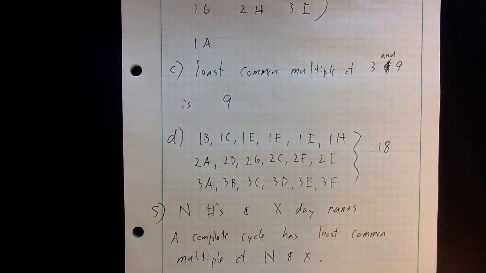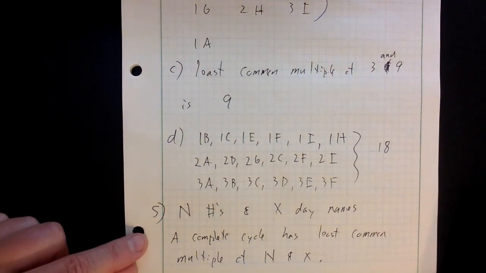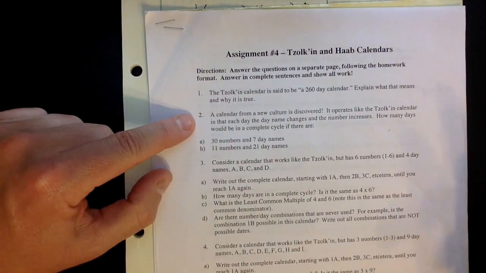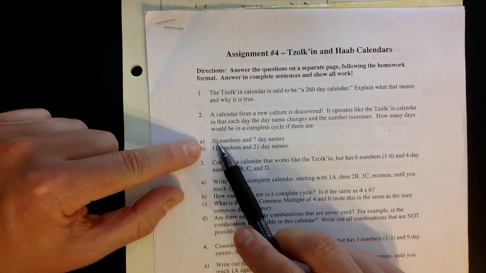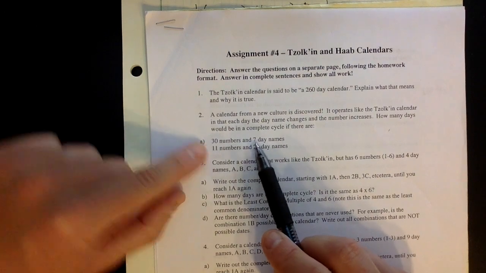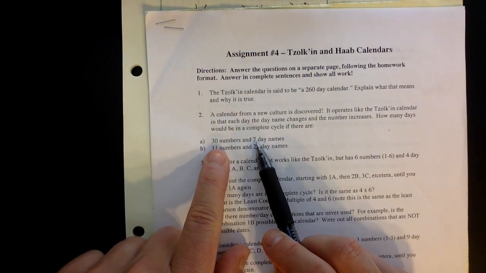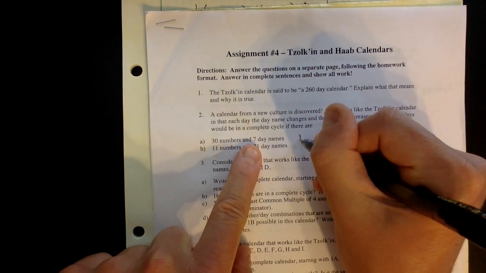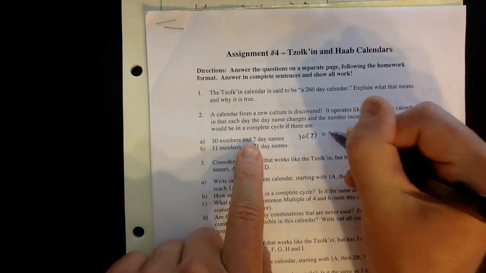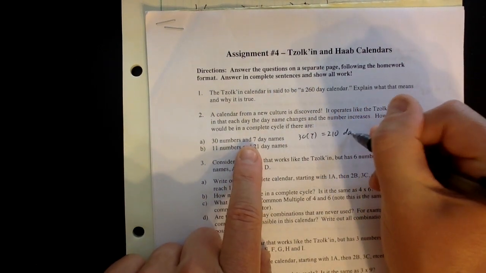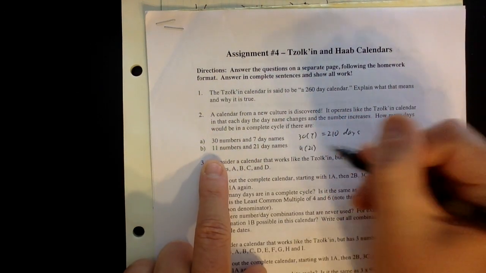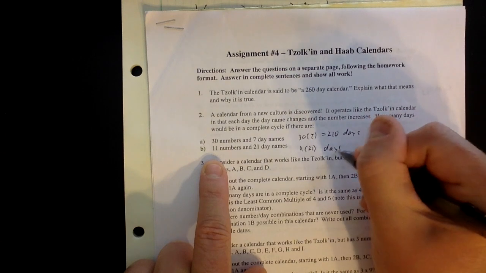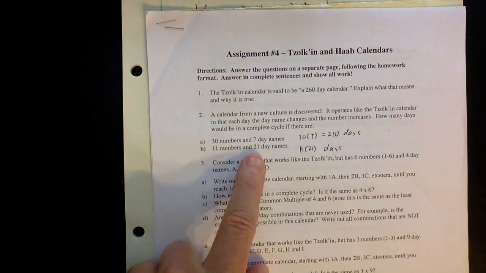So you just need to find the least common multiple, and that will always be the cycle. If we go back to the second question, the Tzolk'in calendar, if we had 30 numbers and 7 days, 30 and 7 have nothing in common, so you would just multiply these. 30 times 7, the least common multiple is 210 days. And then down here you would take 11 times 21, and that would be the number of days. Because again, 11 and 21 have nothing in common.